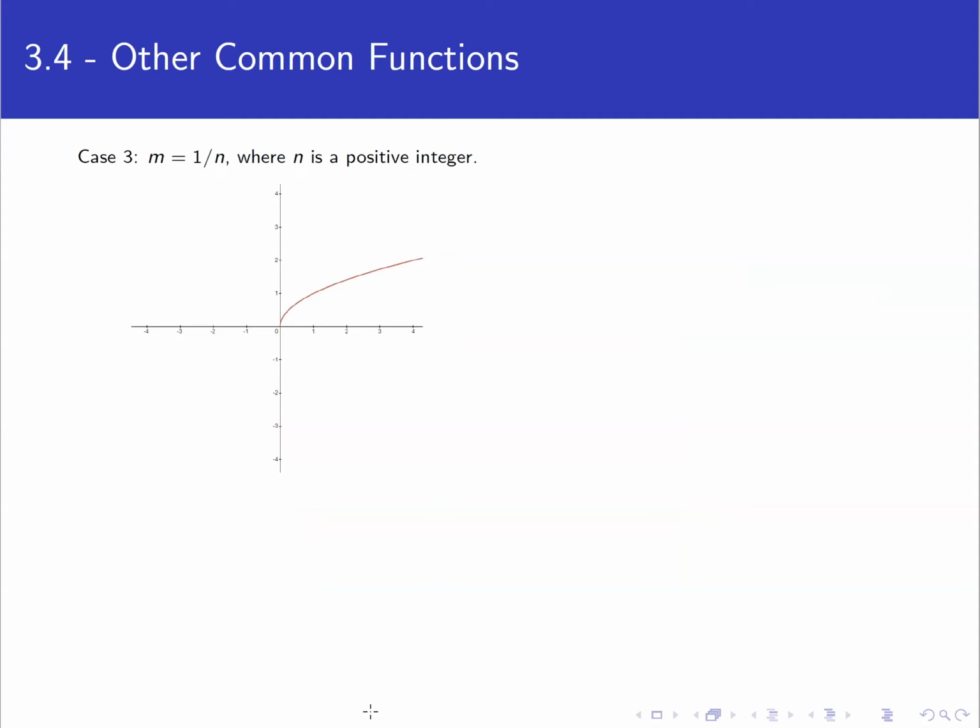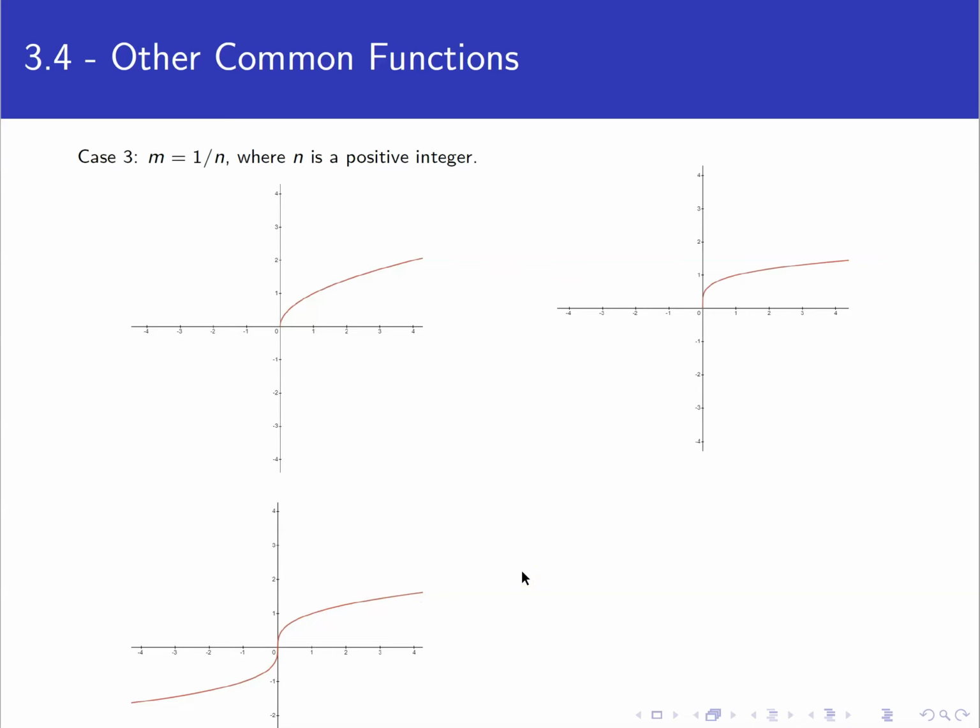Okay, let's do the case where m is 1 over n, where n is a positive integer. So this would be f of x equals x to the 1/2. n is 2 in that case. So x to the 1/2, or square root of x. So the graph would look like this. Here's x to the 1/3, or cube root of x. So your graph would look like that. x to the 1/4, or fourth root. x to the 1/5, or fifth root. So these are what we refer to as root functions.